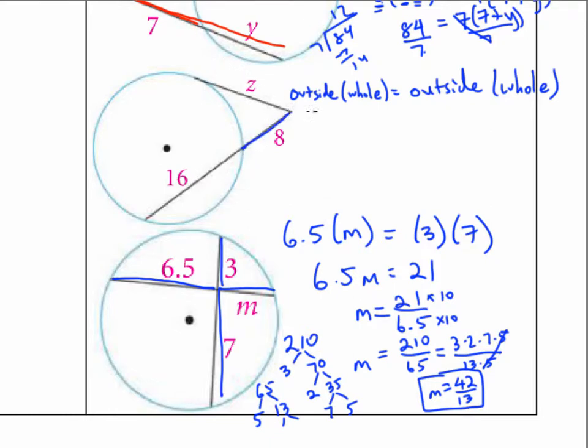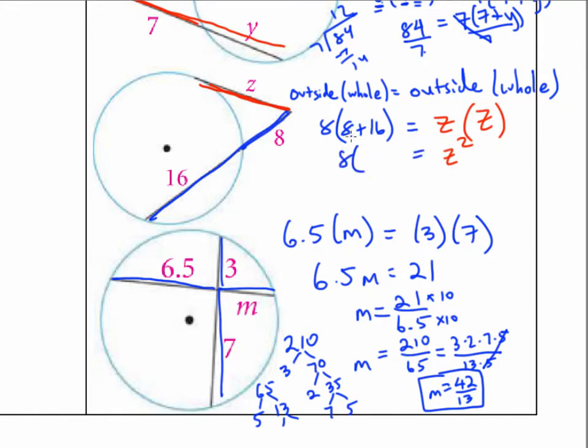The outside is 8 times the whole, which is 8 plus 16. Or you can just do that in your head if you want. And the other line, what is the outside part? It is z times the whole, which is z again. And we get z squared. That's where the z squared comes from in the formula. So z squared equals 8 times, what's 8 plus 16? That's going to be 24.